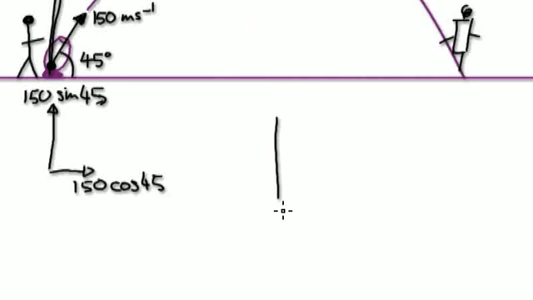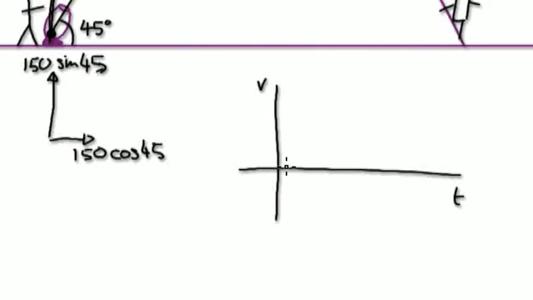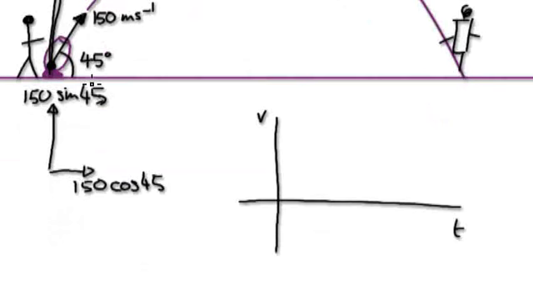Okay, so remember that this graph here just represents the cannonball traveling vertically upwards. So finding out the total flight time, rather than doing it directly, we are doing it by using this. This graph represents this motion. So our velocity time graph looks like this. The initial velocity is 150 sine 45.